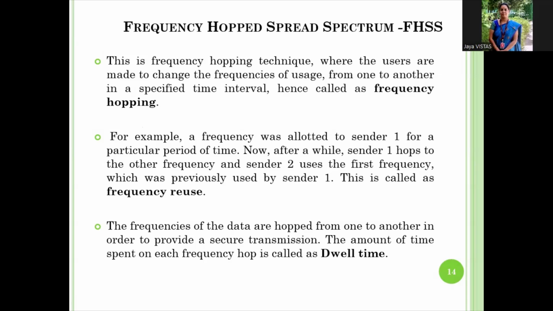For example, a frequency is allotted to one sender, or one user, for a particular period of time. After that, the sender goes to another frequency, and sender 2 uses the first frequency, which was previously used by sender one or user one. This is called frequency reuse. So the frequencies of the data are hopped from one user to another to provide a secure transmission. The amount of time spent on each frequency hop is called the dwell time.